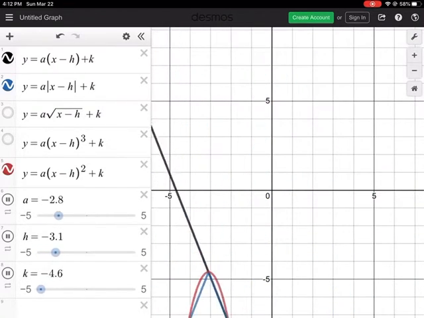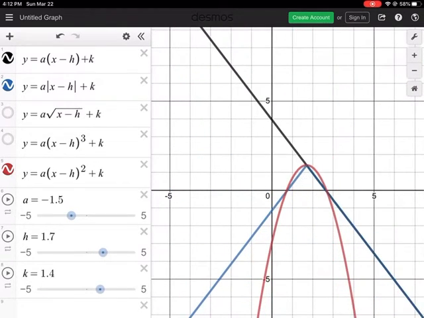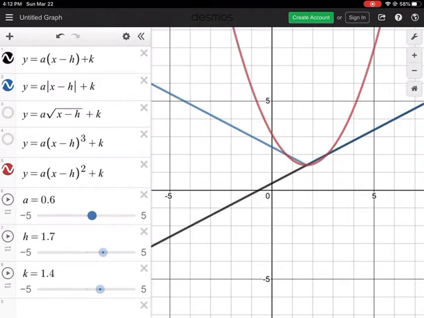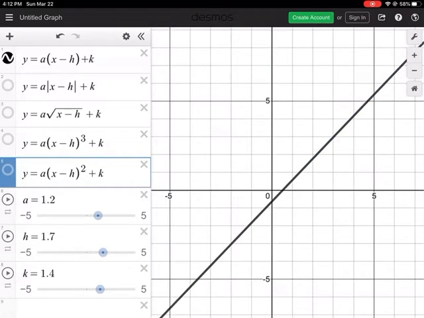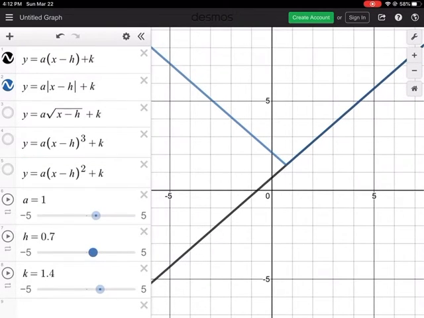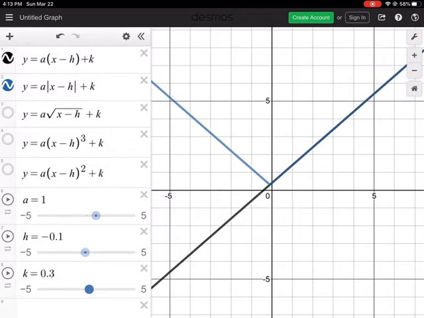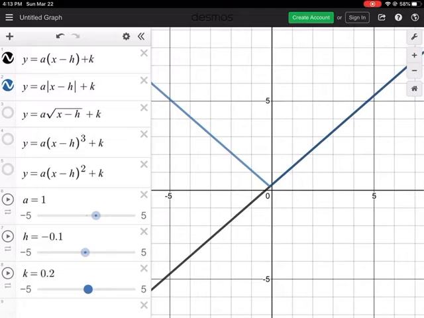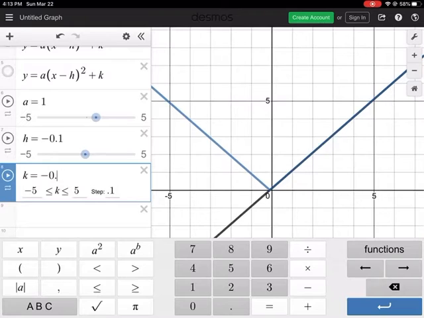I'll add in the parabola. So there's all three of them. I'll stop them. Maybe it's less annoying if I stop them. Okay, so I'm adding in. We started with the line. So there's the line. Here's how the absolute value looks in relation to it. So it's like, let me get these set to 0. I think I'll just type in 0.